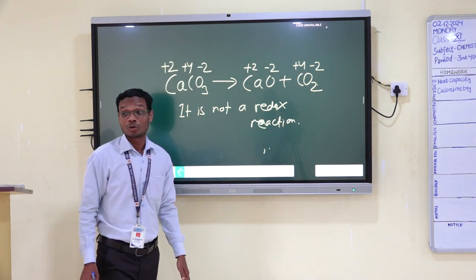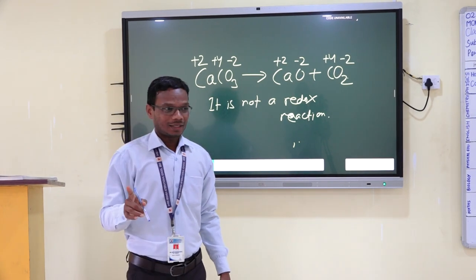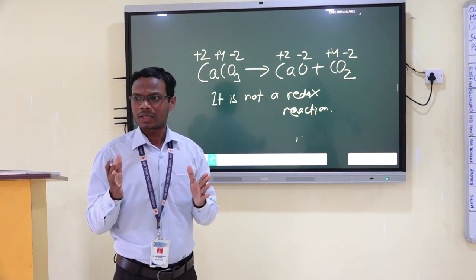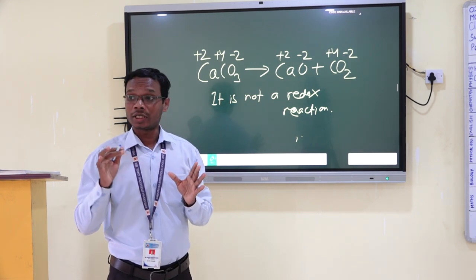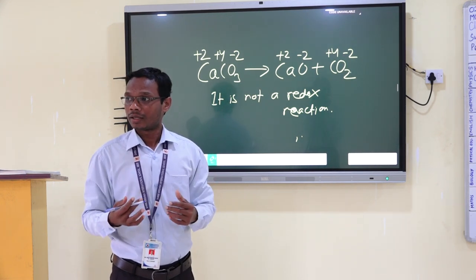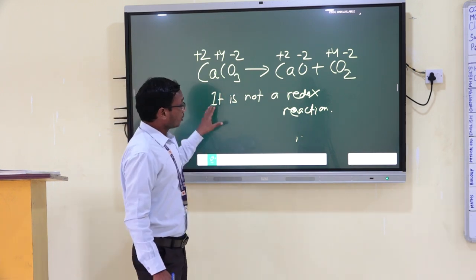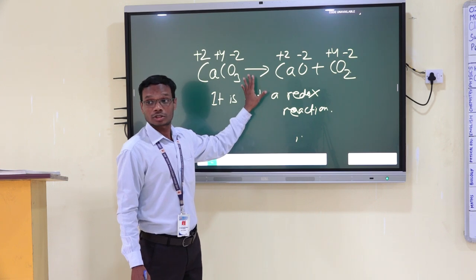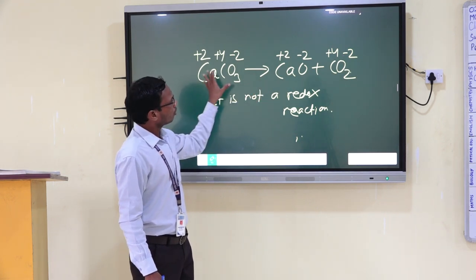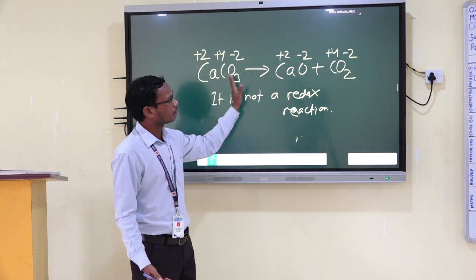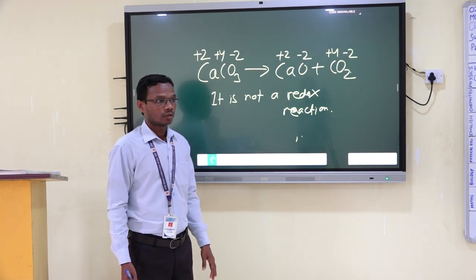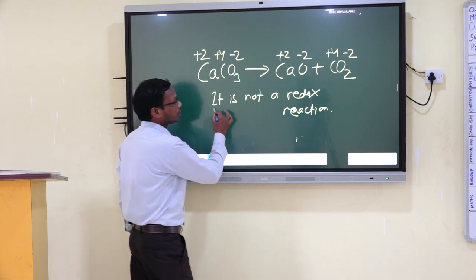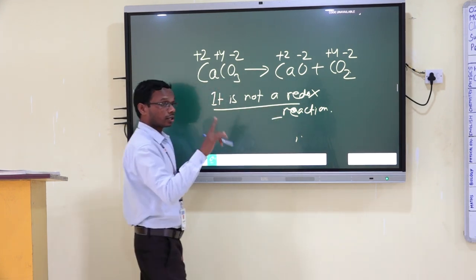It is not a redox reaction. Why? Try to tell. Listen. Whenever the teacher asks some question, we try. Okay, good. This is not a redox reaction due to no change in oxidation state or oxidation number. All oxidation numbers are the same on the reactant and product side. So if this type of condition appears, you cannot say it is a redox reaction.